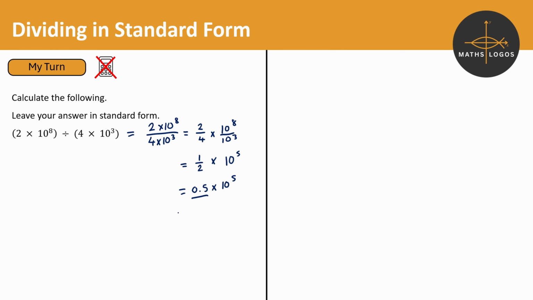The question has asked me to leave my answer in standard form. I'm going to turn 0.5 into standard form. We've done several lessons on this before this one, so if you're not sure how to do that, check those out. But that is 5 multiplied by 10 to the negative 1 multiplied by 10 to the power of 5.